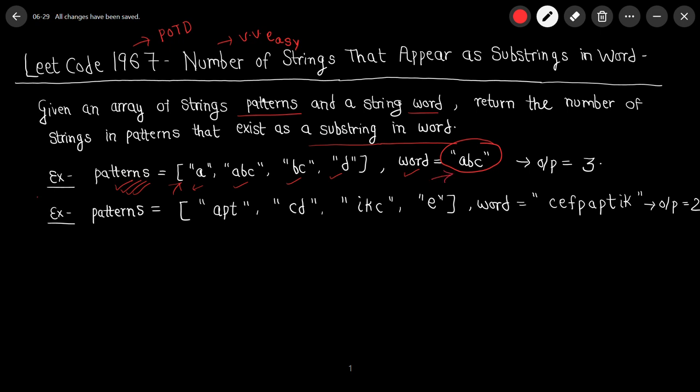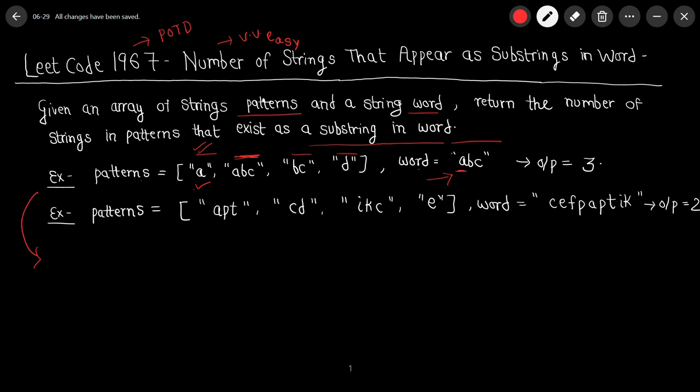Like for example, in the first example, as you can see, we have patterns as A, ABC, BC, and D. And our word is ABC. So let's look at the first pattern. So we have A. We need to check whether A is a substring of this or not. So as you can see, A is a substring. So that's why this is a valid one. So we count it.